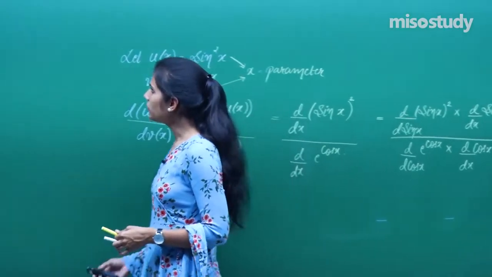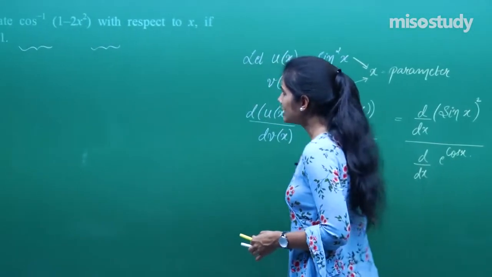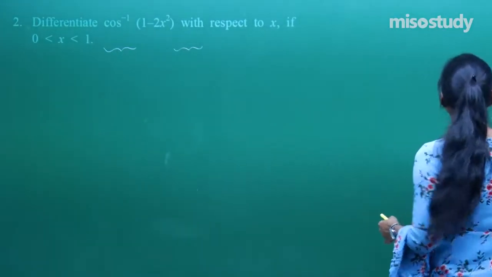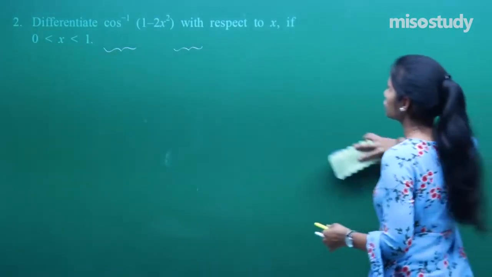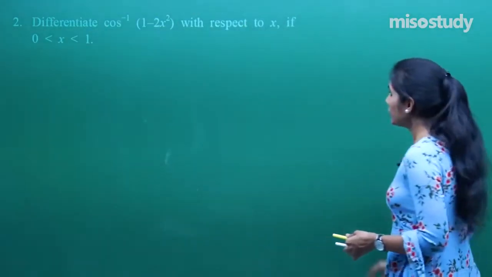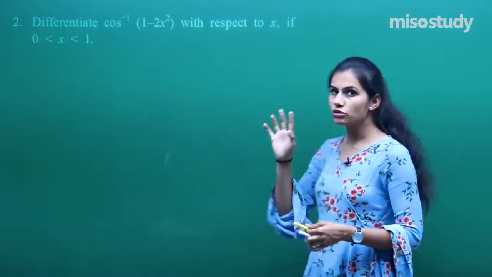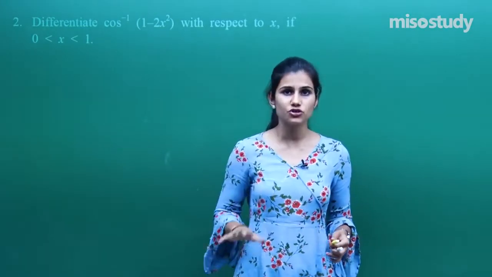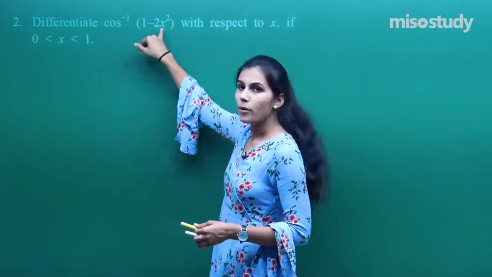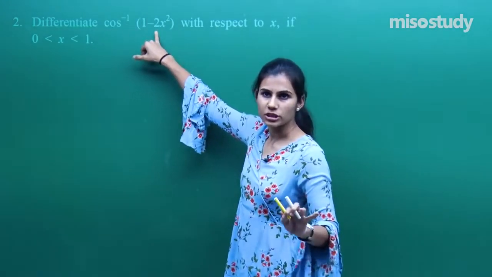Moving to the next question, we have: differentiate cos inverse of (1 minus 2x square) with respect to x, if the restriction on x is given to you, that x is strictly greater than 0 and strictly less than 1. Now in here, if this is the function I wish to differentiate with respect to x, one thing is sure, that inside this, the argument of cos inverse is a polynomial function which is always differentiable.